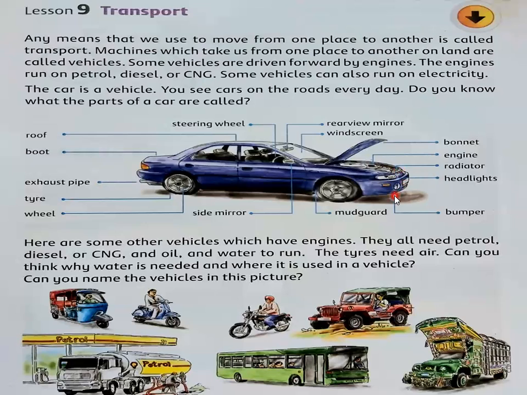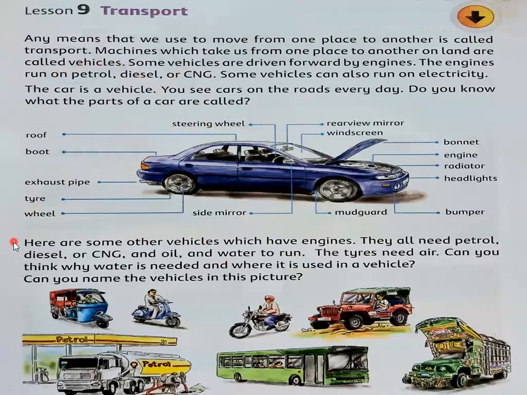Headlights. This one is called bumper. These are the parts of the car. And this one is called mudguard. And this is side mirror. This one is wheel. And this is tire. And this is exhaust pipe. And this one is boot. And this one is roof of the car. These are the parts of the car.